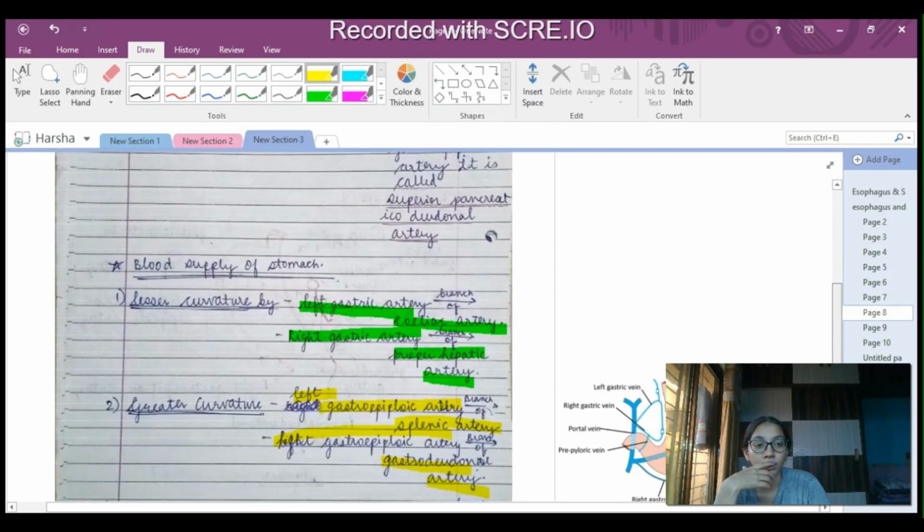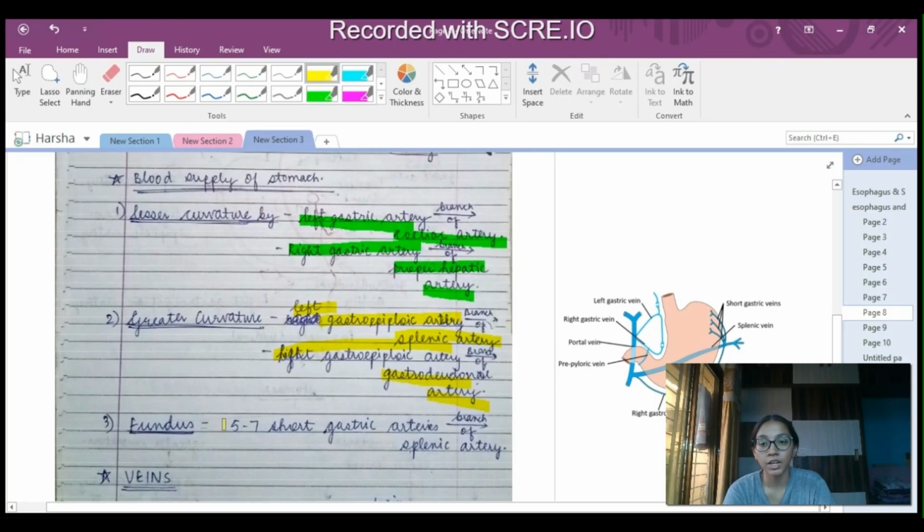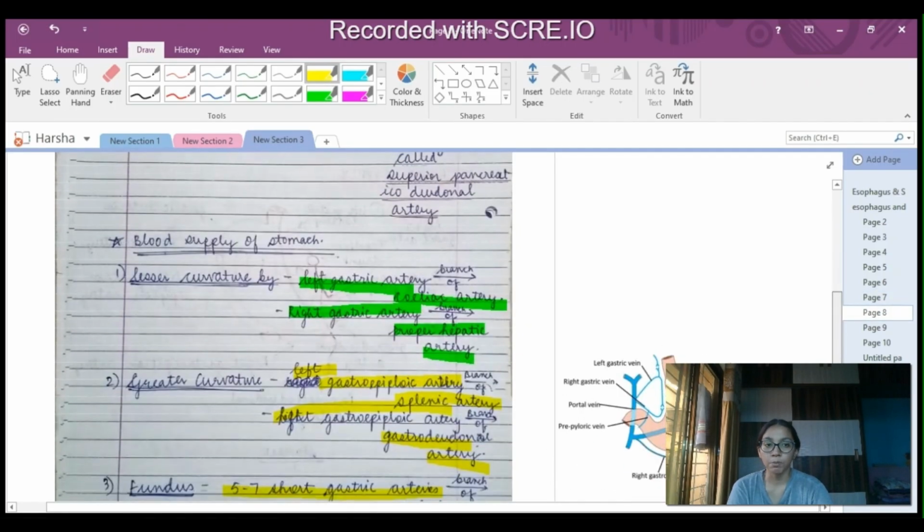Okay, one more thing. The fundus of the stomach is supplied by 5 to 7 short gastric arteries, which are branches of the splenic artery. These are the fundic arteries. These are the gastric arteries. Clear? So this is the arterial supply.